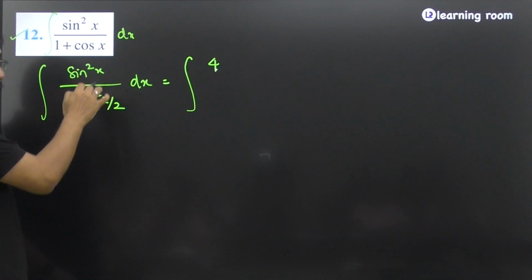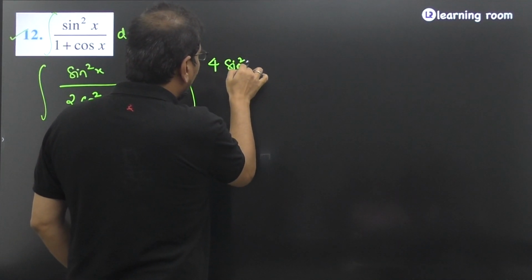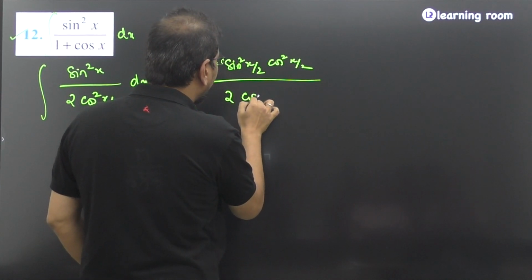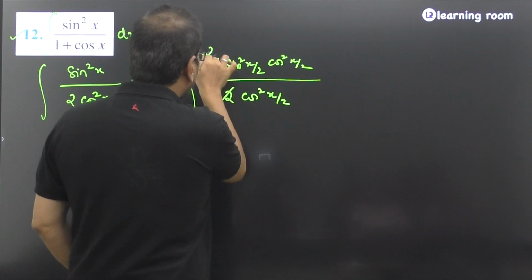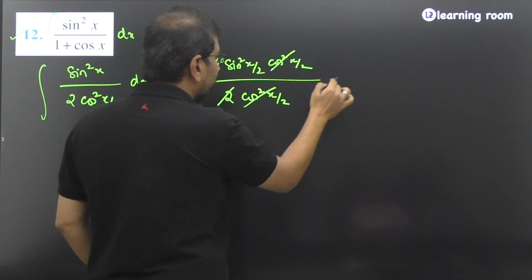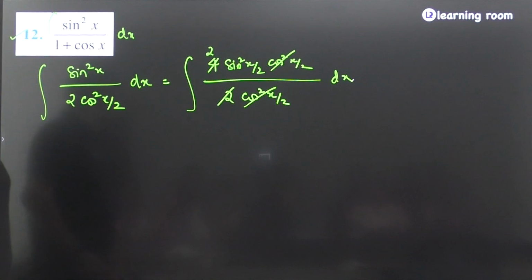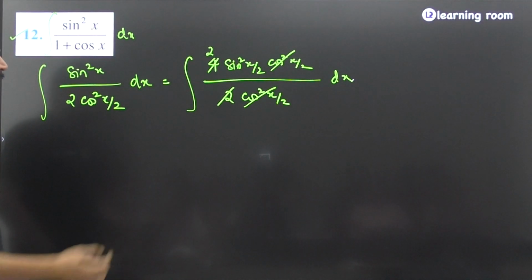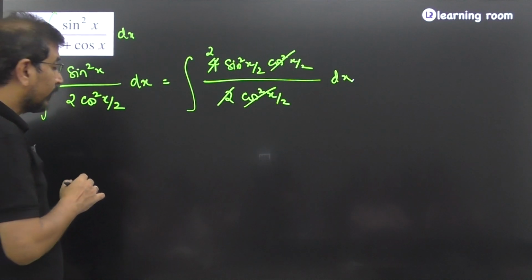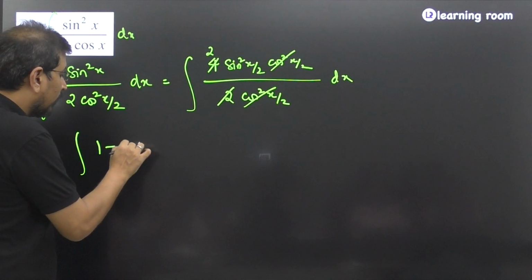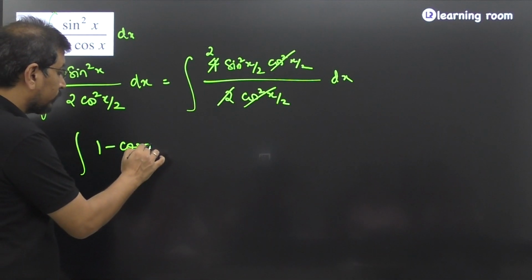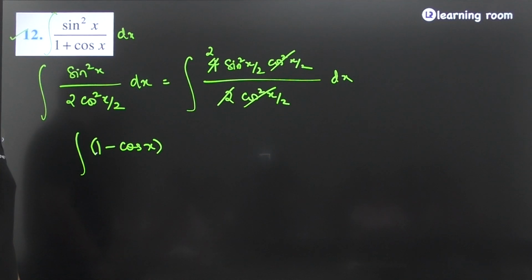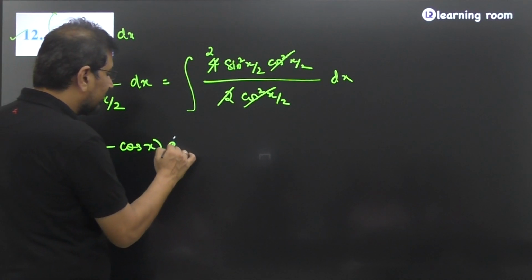You have a square here. So it will become 4 sin square x by 2 and cos square x by 2, the whole divided by 2 times cos square x by 2. 2 will cancel this 4 2 times. So cos square x by 2 and cos square x by 2 get cancelled. So it is going to be integral of 2 sin square x by 2 times dx. Right. So 2 sin square x by 2, how can you write it as? 1 minus cos x. So 1 minus cos x dx.